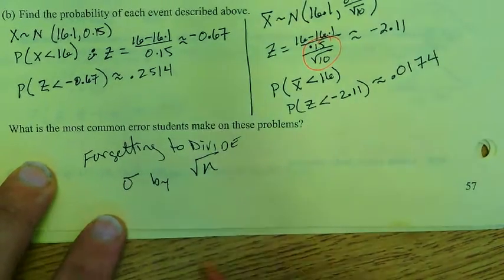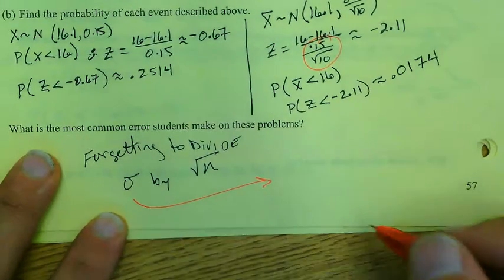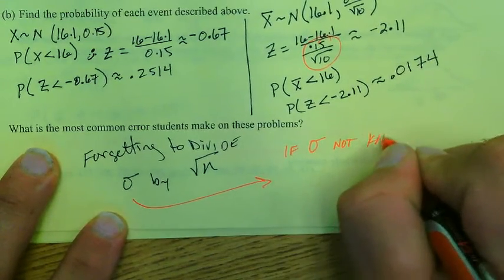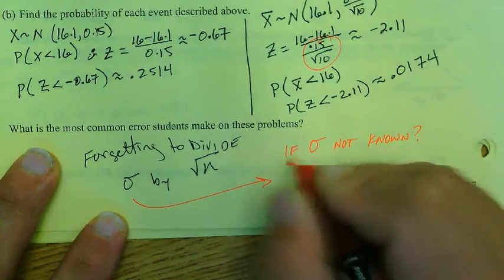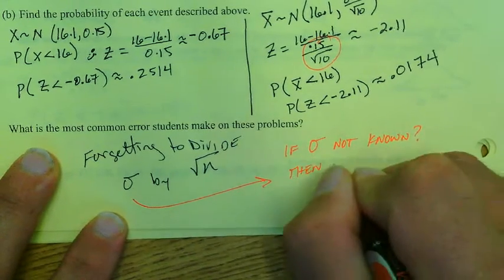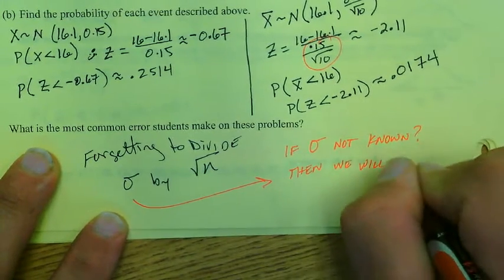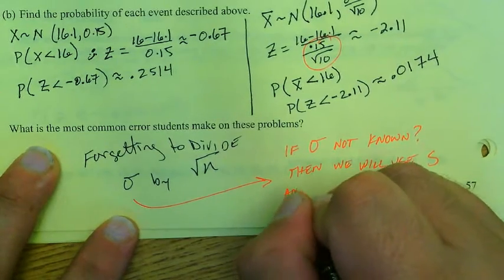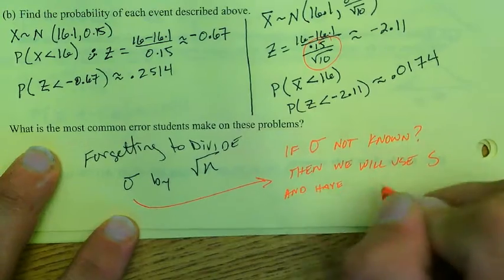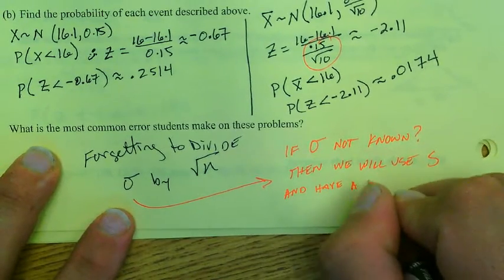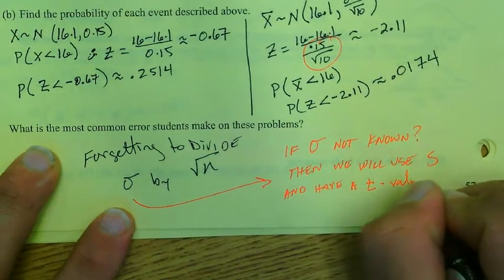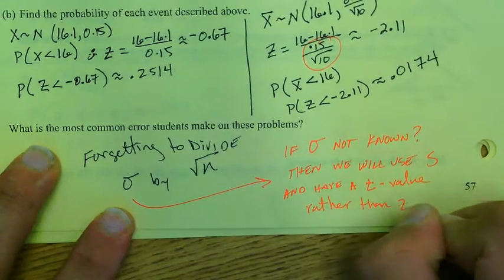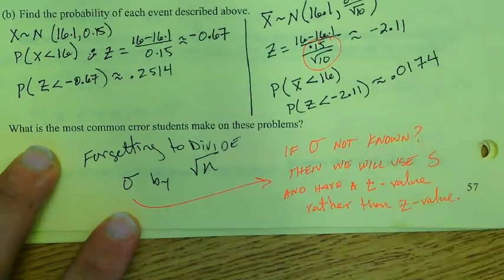Now, FYI, if sigma is not known, then we will use S and have a t value rather than a z value. Okay, very important.